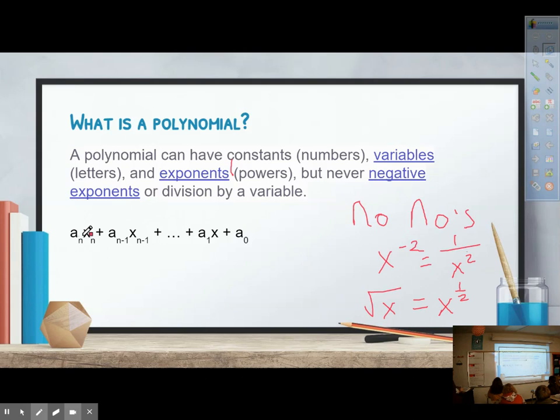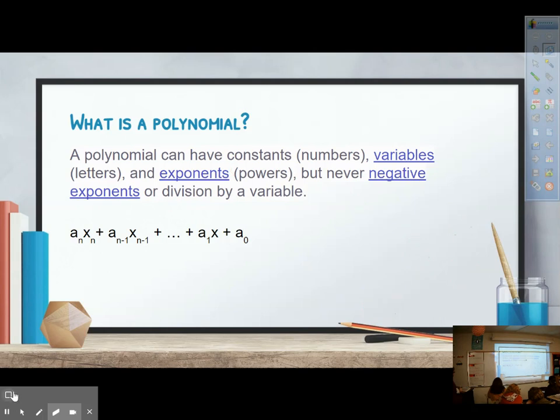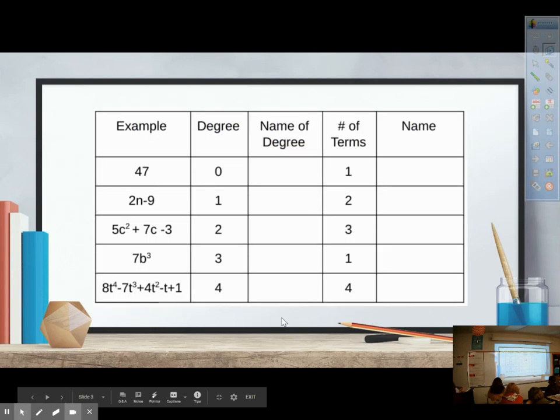This right here is the formula of a polynomial. a sub n and a sub n minus 1 all the way down to a1 and then a0 represent coefficients, the numbers. And then this represents the variables, x to the n minus 1, all the way down to x, and then all the way to no x. Okay. So that's what a polynomial looks like. Each of these are terms, and then a polynomial is where you add the terms together.